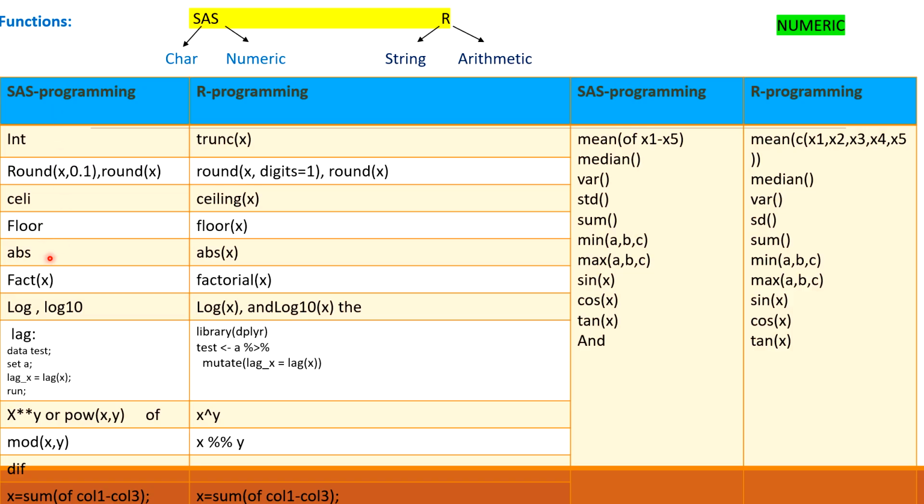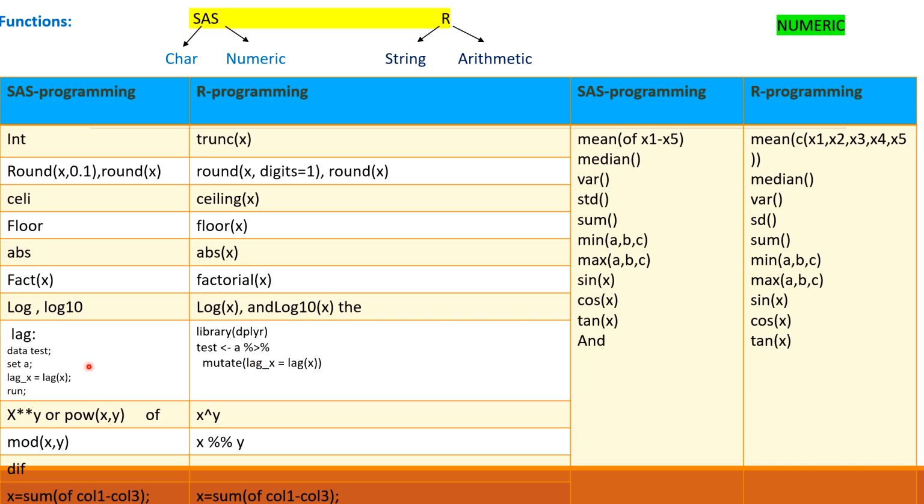In SAS programming, the ABS function and the R programming ABS function are similar. To get the factorial value, we'll use the FACT function in SAS, but in R we'll use the factorial function. The log functions are similar in both. Now the lag function: lag function is nothing but it lags the first value into the second value. In the same way, R programming also has a lag function, but the code is quite different.